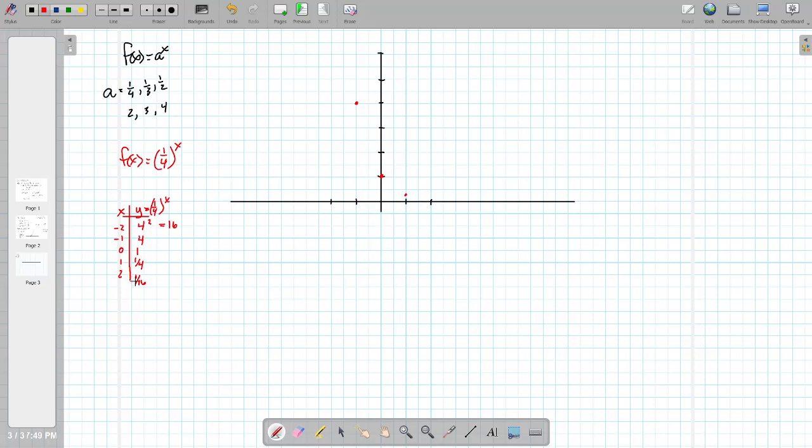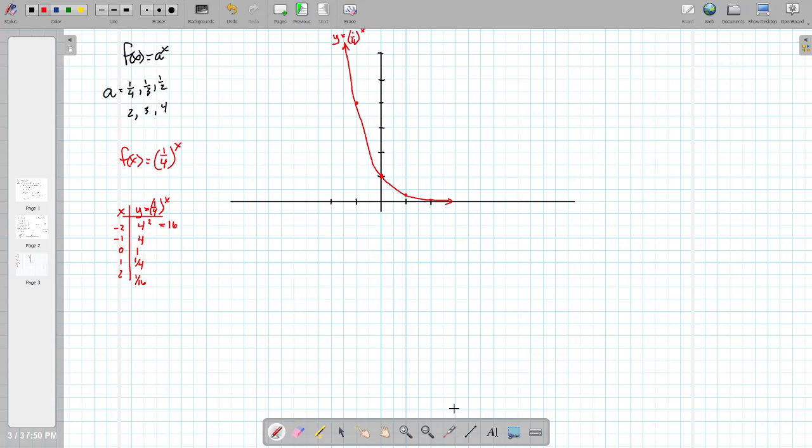And then 2, 1/16 would be very, very close to the x-axis. Basically, it looks like it's on top of it from our view, but if we zoomed in, we could probably distinguish. So we would end up with something that looks like this, where this gets closer and closer to the x-axis on this side, but we never actually reach it. Now this is y is equal to 1/4 to the x.